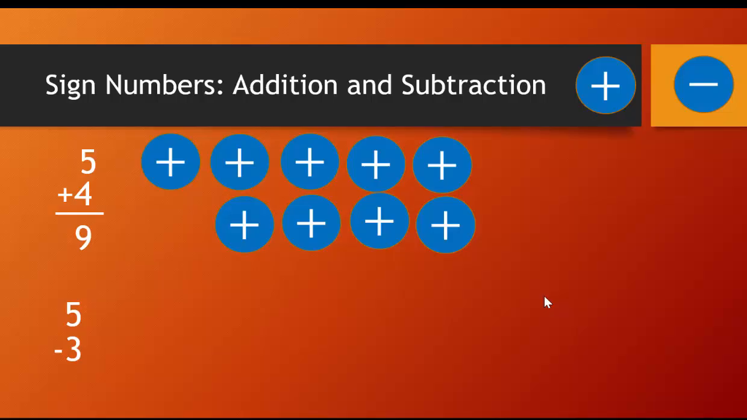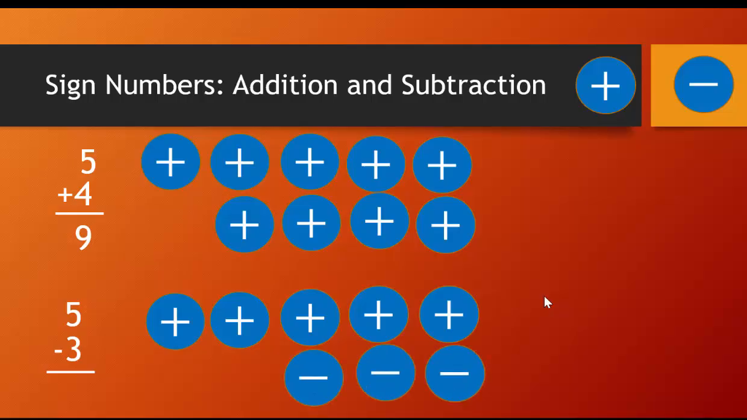Next, we have to see how to subtract 3 from 5. So we take 5 circles with the plus sign, and then 3 we take as negatives. Then we cancel because plus and minus will be removed, and remaining is 2. So the answer is 2.